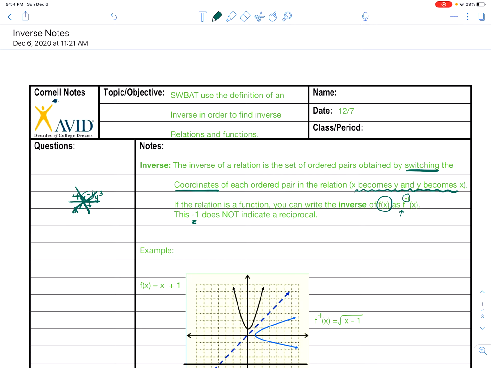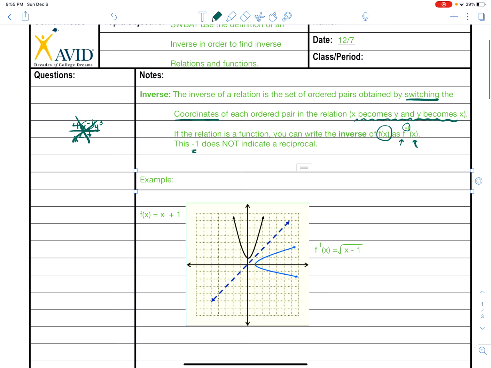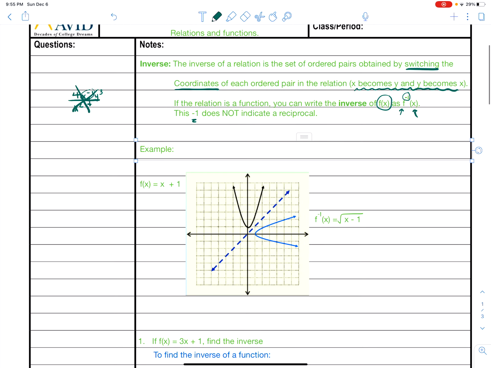Okay, and remember when you have function notation, this x does not mean you're multiplying by an x. It just means that the function we are writing has x variables in it. We're not using y's, p's, or q's, we're using x's. So there's your definition.